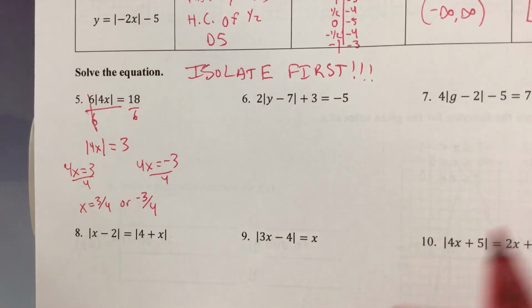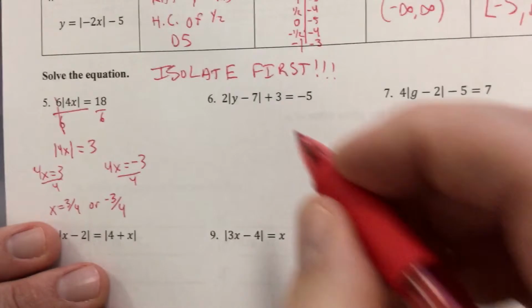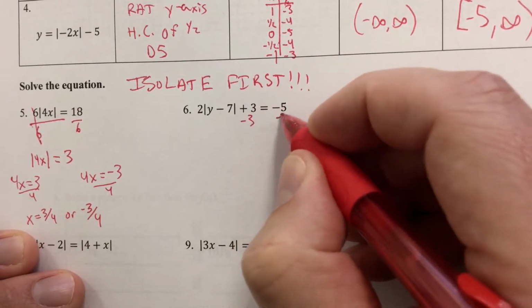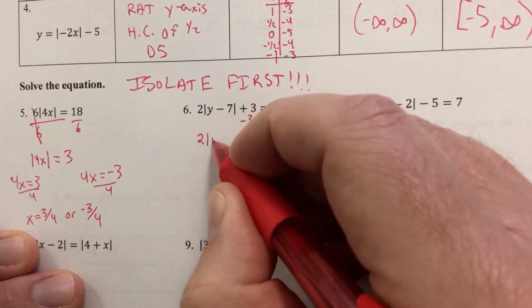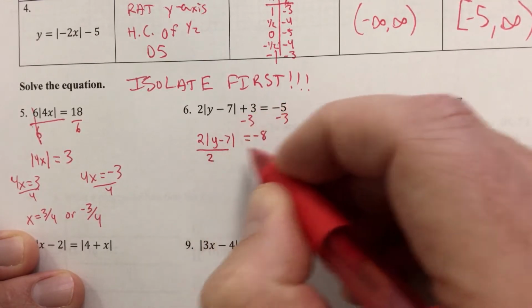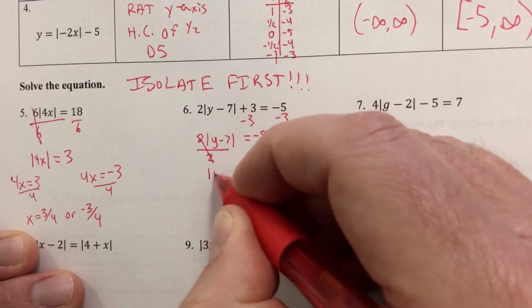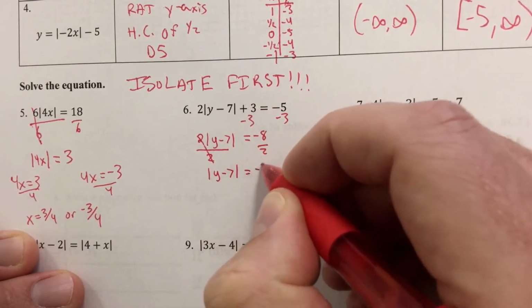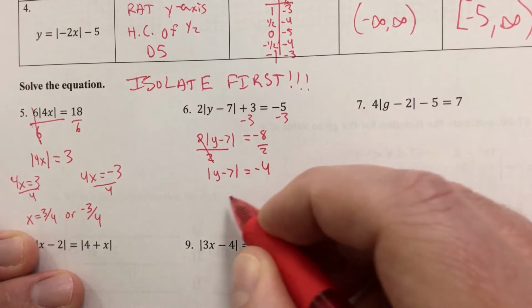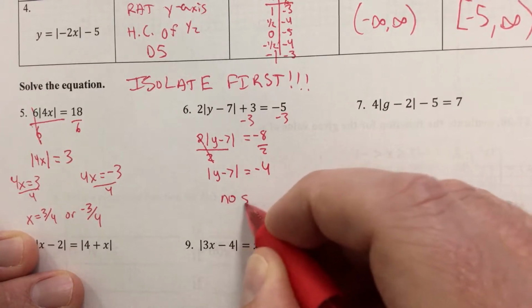Okay, next one. Isolate first, so we're going to subtract 3 from both sides: absolute value of y minus 7 equals negative 8. Divide by 2, divide by 2. Absolute value of y minus 7 equals negative 4. Isolated, check. Is it equal to a negative? It is. So if it's equal to a negative, that's impossible.